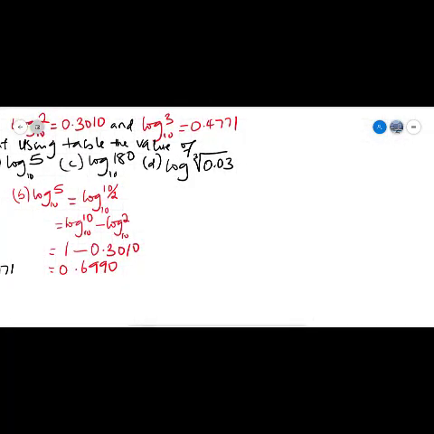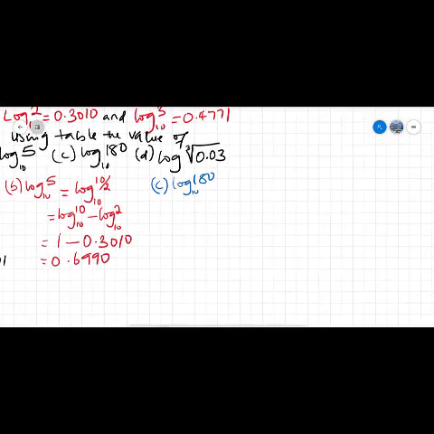Now coming over to the next question. Mind you, we are still working with the same value. For the C question, I've been given log 180 base 10. What is it about 180 that has anything to do with log 2 and log 3?